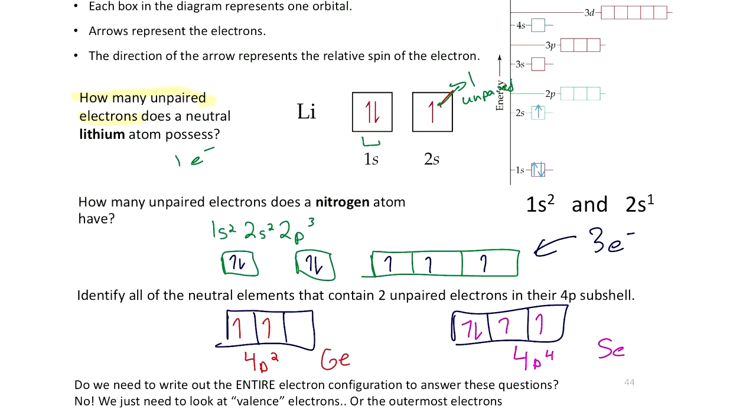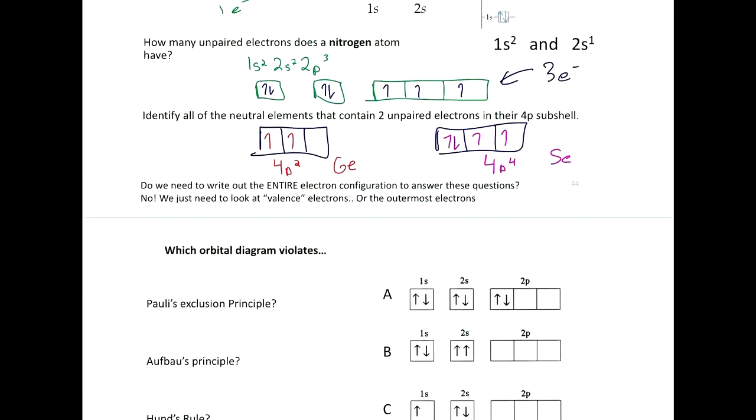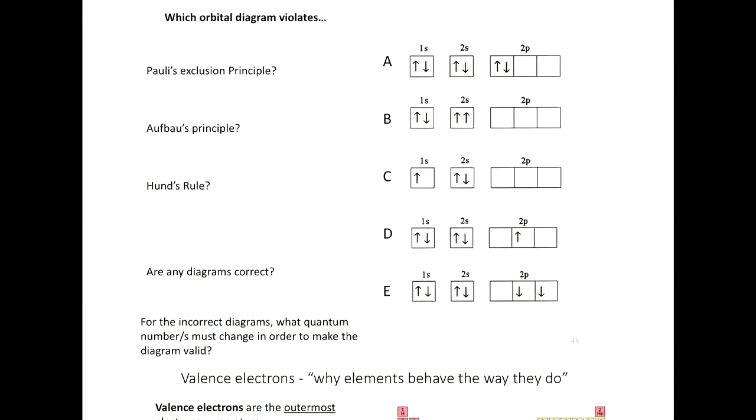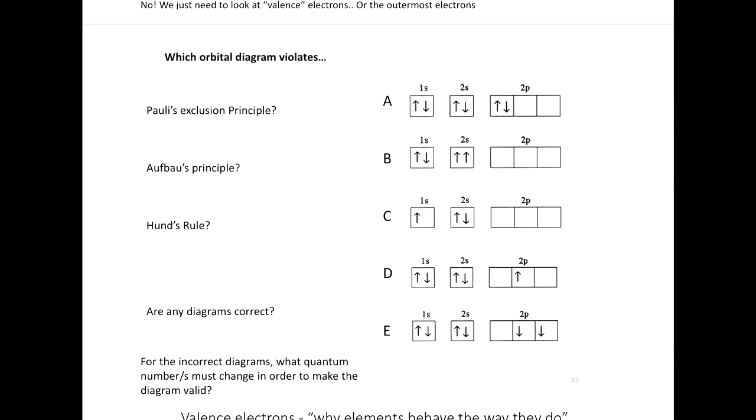Okay, so the idea here is for these last couple questions, did I need to write out the entire electron configuration for germanium or selenium to answer those questions? No, we see that unpaired electrons only ever happen on the outermost electrons because we also always completely fill our inner shell electrons. So this gives rise to the idea of valence electrons. Valence electrons are where all chemical reactivity comes from. Oh, that's on the last slide here. All right, so I'll come back to valence electrons.